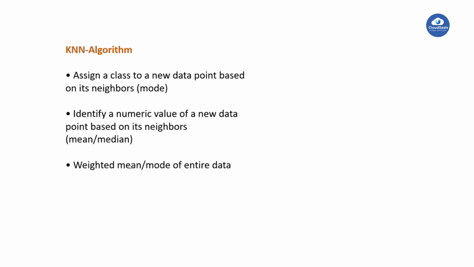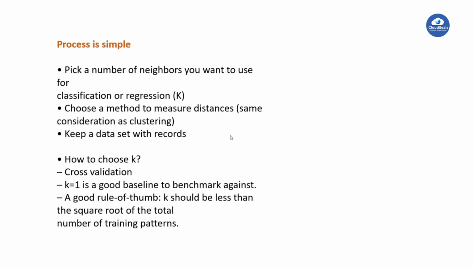Here we need to consider the mean or median for numeric data, and the mode for categorical data. So based on the mean or mode value of the entire data, we will take the decisions. For example, how to start, what to do.